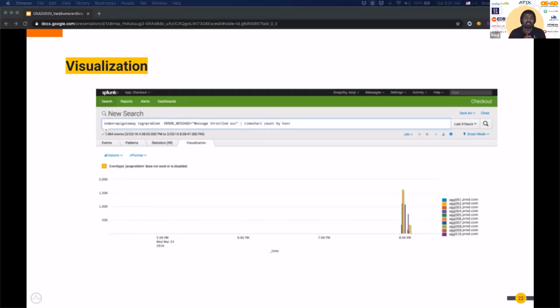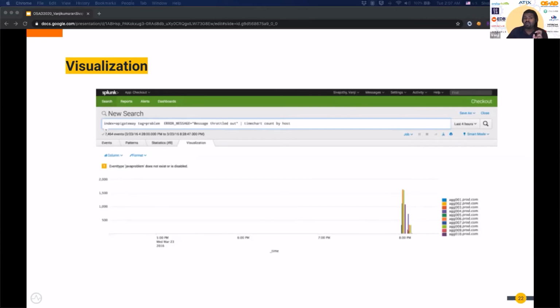For example, in this case, I really want to locate the host with the most error messages, which can be identified easily in the visualization. Over here, I can easily look at the error count, which is more than 1,500, and locate the host name and access it.